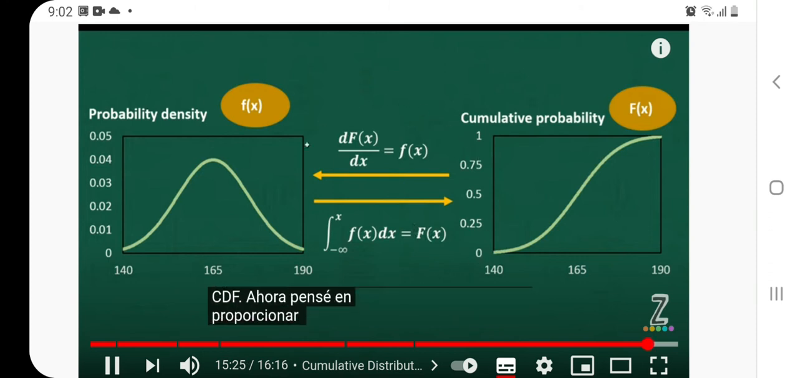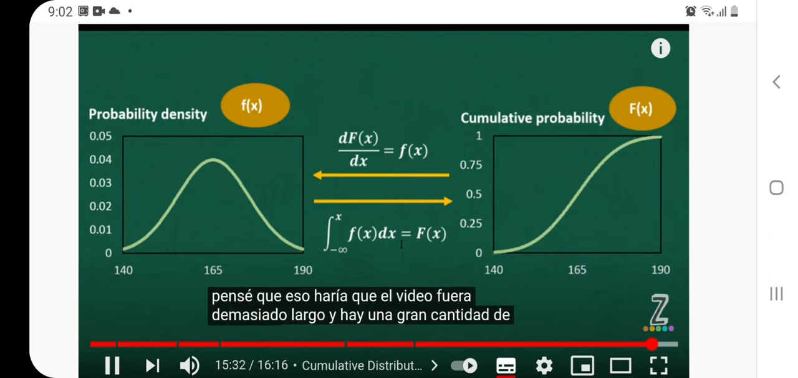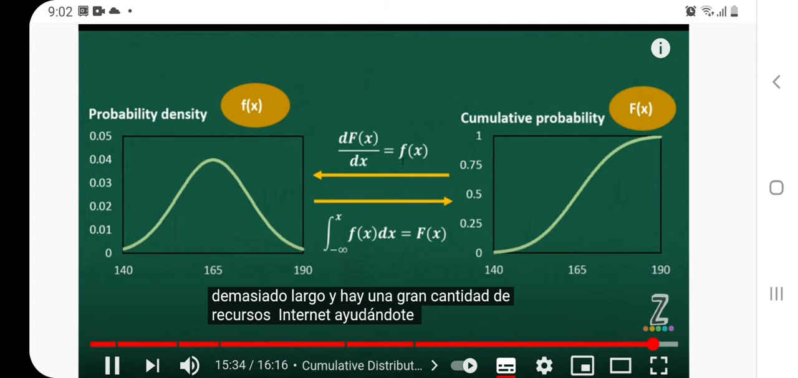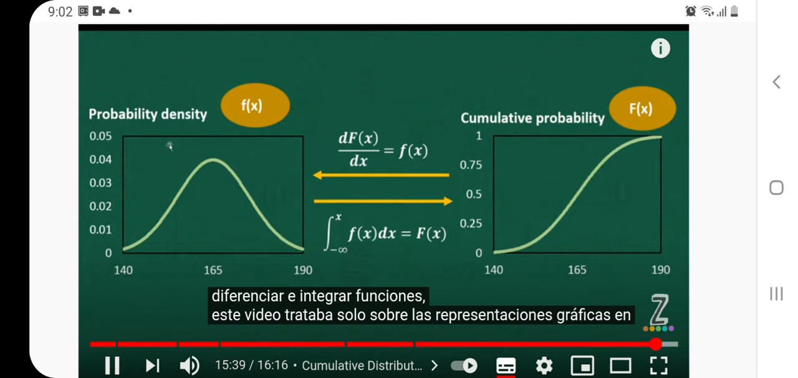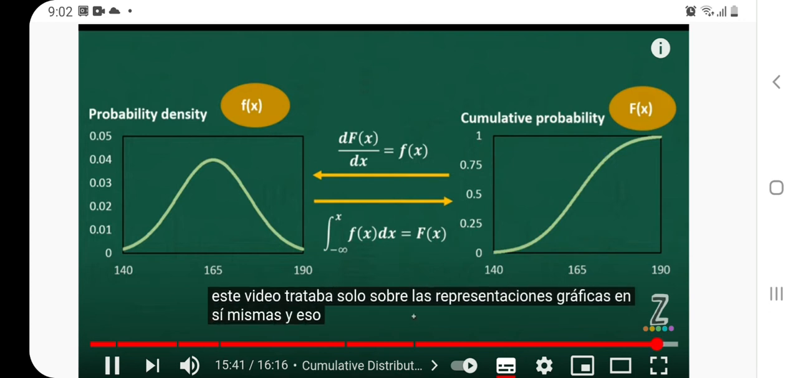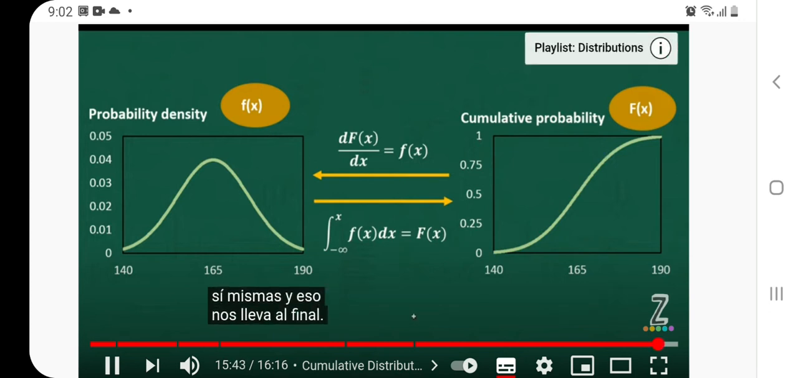Now, I did think about providing some examples of this, but I thought that would make the video too long, and there is a wealth of resources on the internet helping you differentiate and integrate functions. This video was just about the graphical representations themselves, and that brings us to the end.